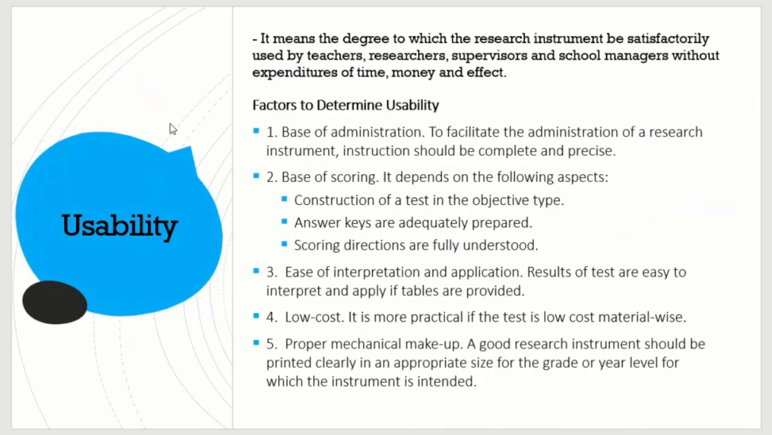And we have 4 tests of reliability. We have test-retest method, we have parallel method, we have split half method, and the last that we have discussed is internal consistency method. Now, last but not least, usability. It means the degree to which the research instrument can be satisfactorily used by teachers, researchers, supervisors, and school managers without expenditures of time, money, and effort. We have certain factors to determine usability.